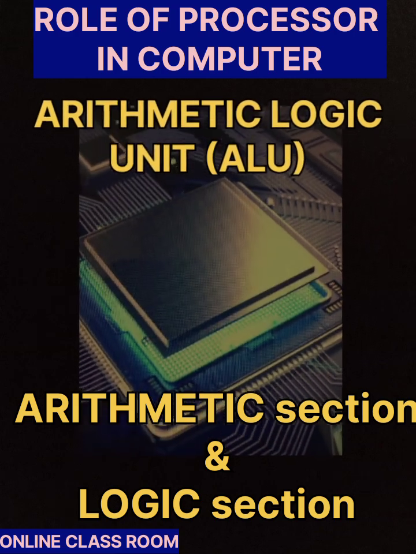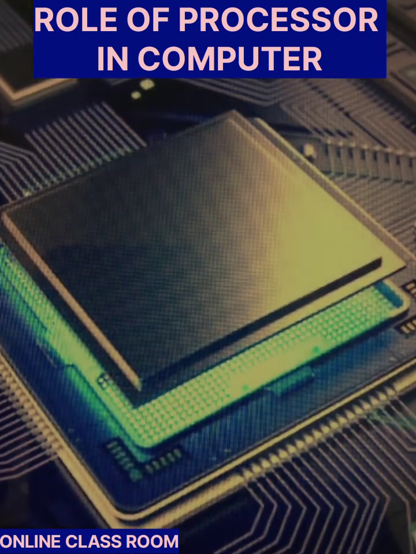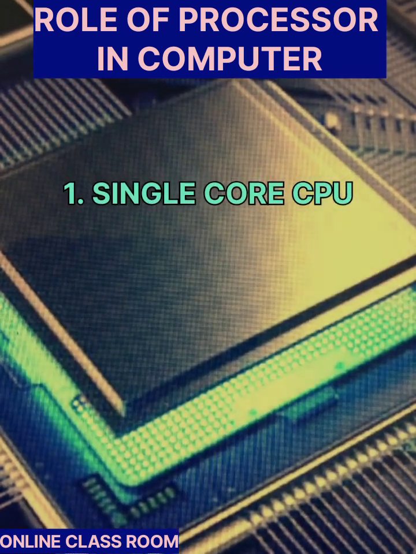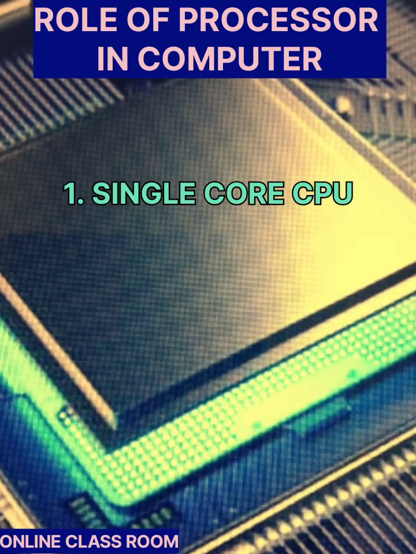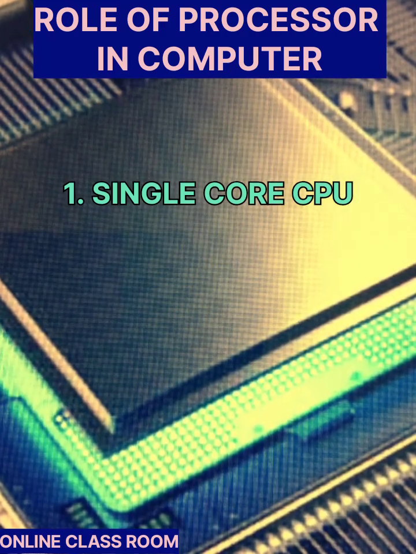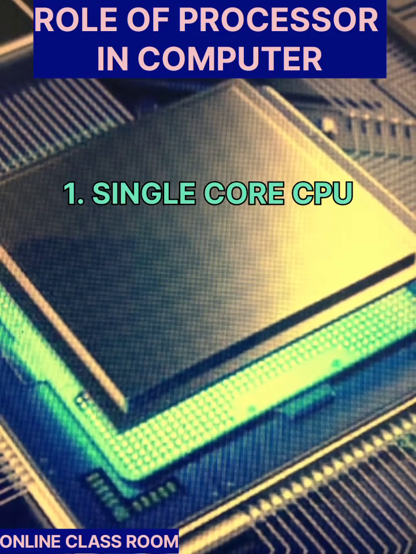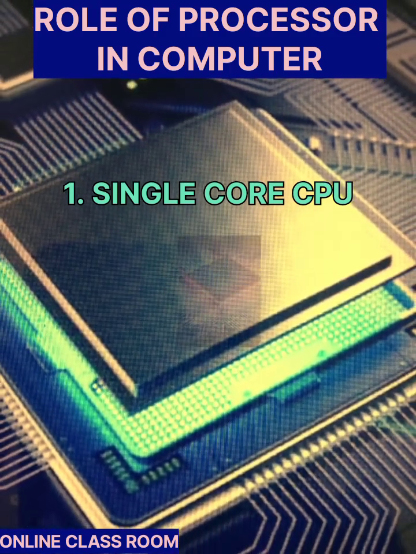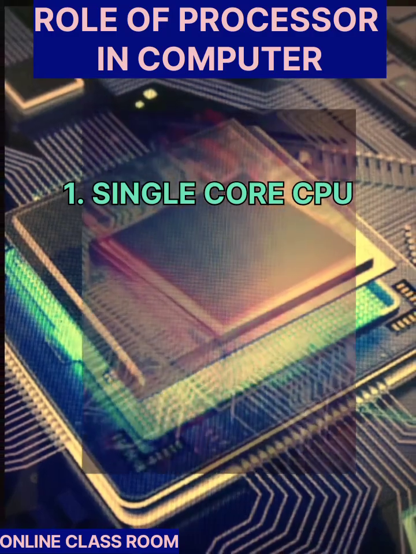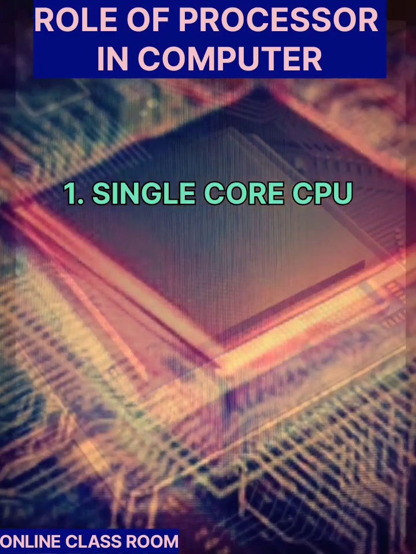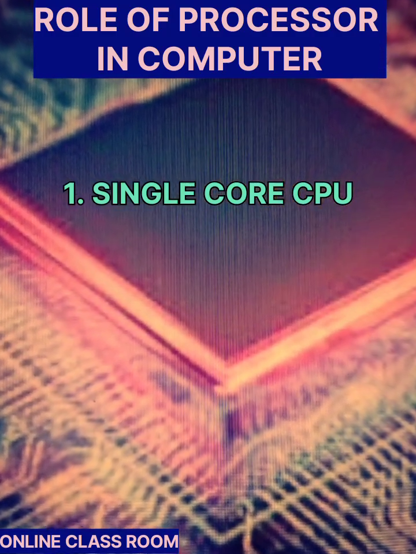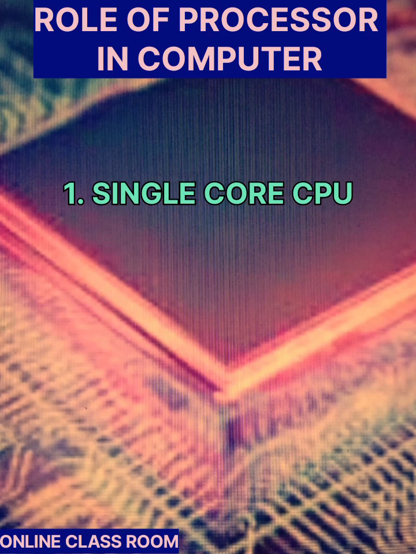There are three main types of CPUs. Number 1. Single core CPU. The earliest type of CPU, single core CPUs, were prevalent in the 1970s. They consist of just one core that handles various tasks, meaning they can only process one operation at a time. As a result, single core CPUs are not ideal for multitasking.